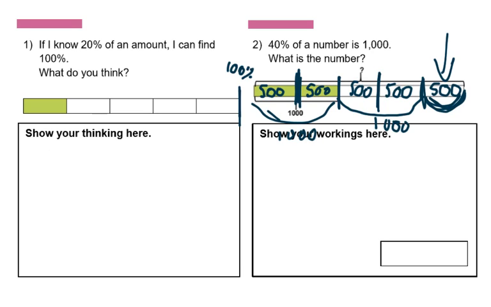So 2,000 add 500 is, of course, 2,500. Have you seen how we work that out? Let's just go through that once more.